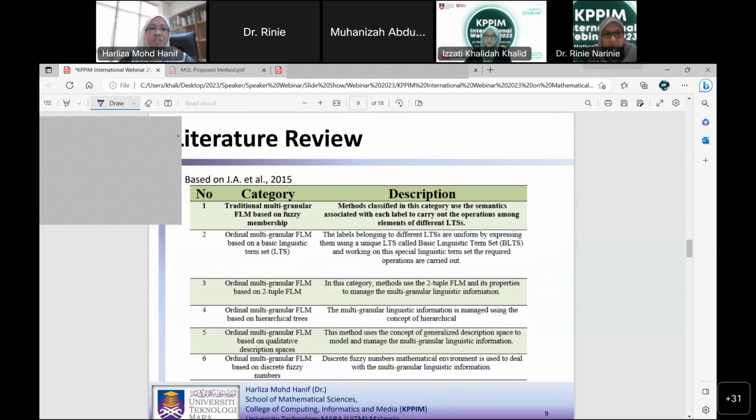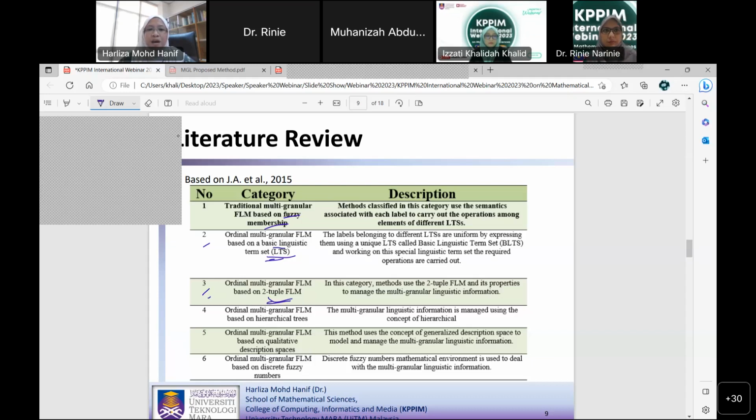Okay, based on J.A. et al. 2015, MGL in decision-making can be divided into 6 categories. The first one is traditional multi-granular based on fuzzy membership. The second one is ordinal multi-granular FMM based on BLTS. This one is actually BLTS. The third one is ordinal multi-granular based on 2 tuple.